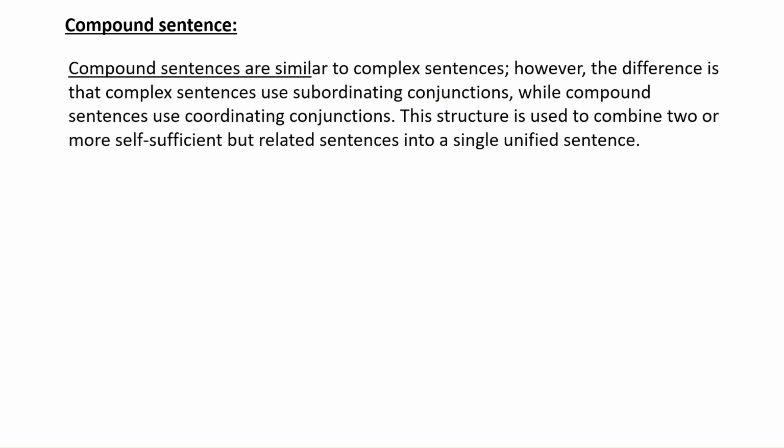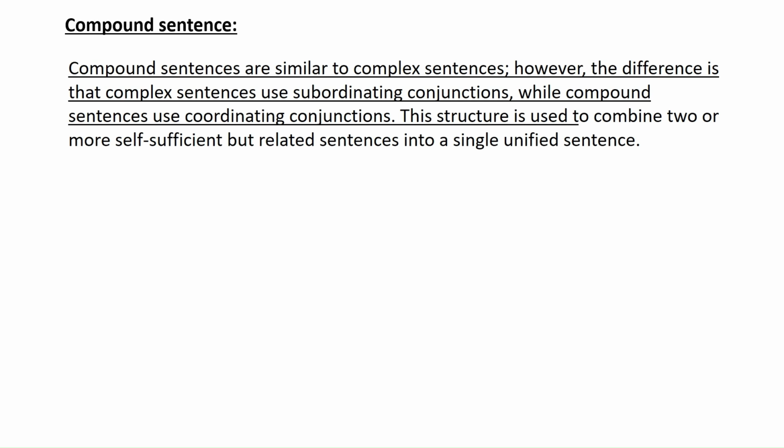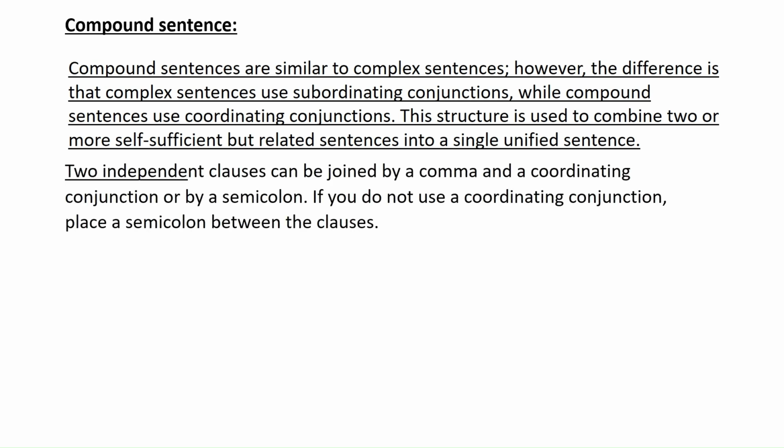The third type is the compound sentence. The main difference between a complex sentence and a compound sentence is that we use subordinating conjunctions to connect two clauses or more in the complex sentences, while we should use a coordinating conjunction in a compound sentence to join two or more clauses together. A compound sentence is used to combine two or more self-sufficient but related sentences into a single unified sentence. Two independent clauses can be joined by a comma and a coordinating conjunction, or by a semicolon.